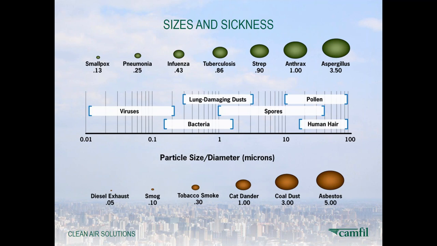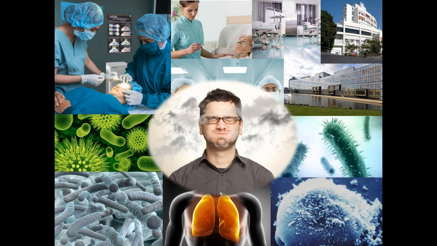Let us look at these sizes and thicknesses. In the virus range from 0.01 to 0.1 micron, we have pneumonia, smallpox, diesel exhaust, and smoke. In the bacteria range, we have tobacco smoke, cat dander, influenza, and tuberculosis. And in the spores range, we have strep, anthrax, coal dust, and asbestos. As you heard during Anders' presentation, it's a complex situation we need to deal with: manage cross-contamination, control the filtration need and air movement within a building. It's crucial to have clean air.